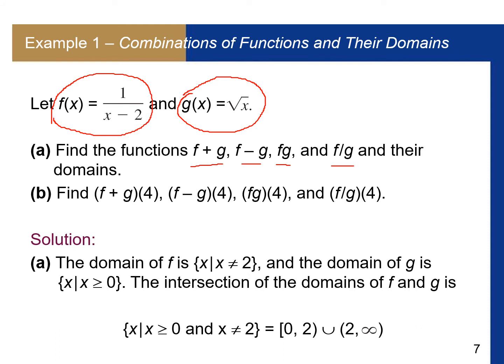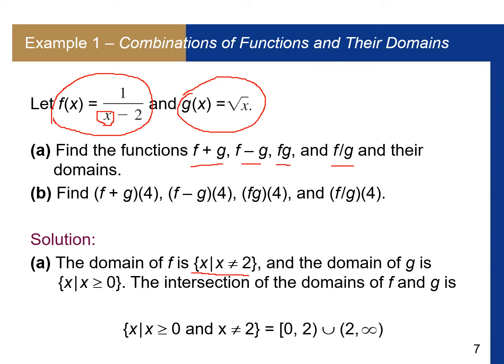So if we look at the top, we see that the domain here can be anything we want except for 2. Because if I plug 2 in for x, I will get 0 in my denominator. So that tells me that it's x such that x cannot equal 2. So this is for f.